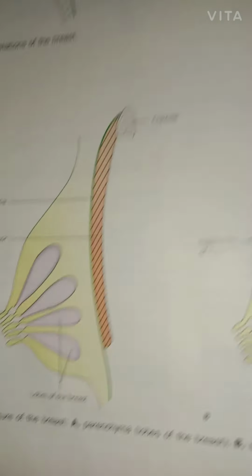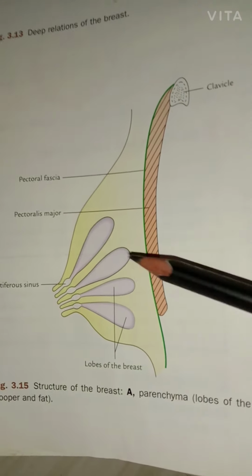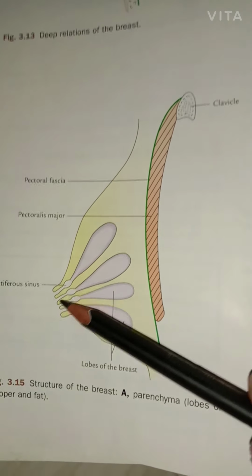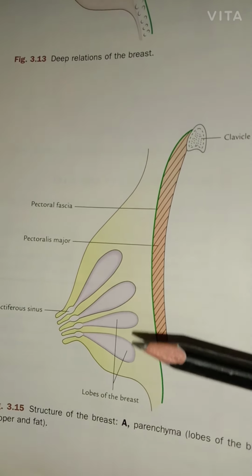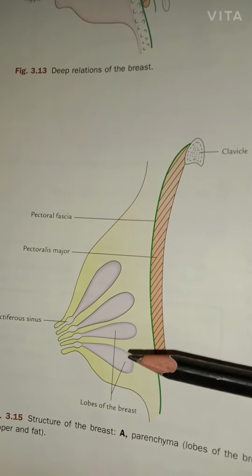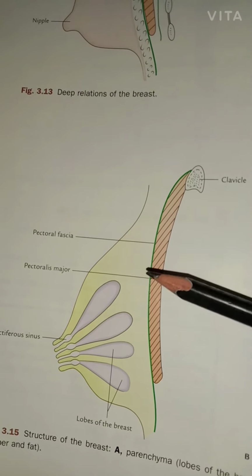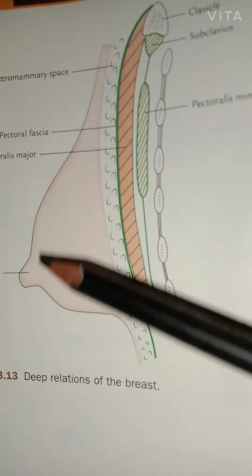Here you can see these are the lactiferous ducts. The 15 to 20 ducts open into the nipple of the breast. It is rich in nerve supply and has many sensory organs at the termination of the nerve fibers. Then that is the skin of the breast.